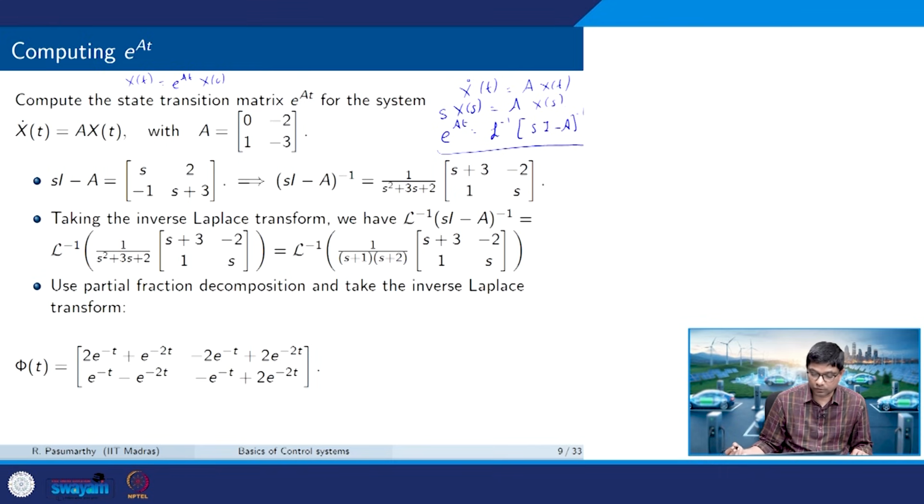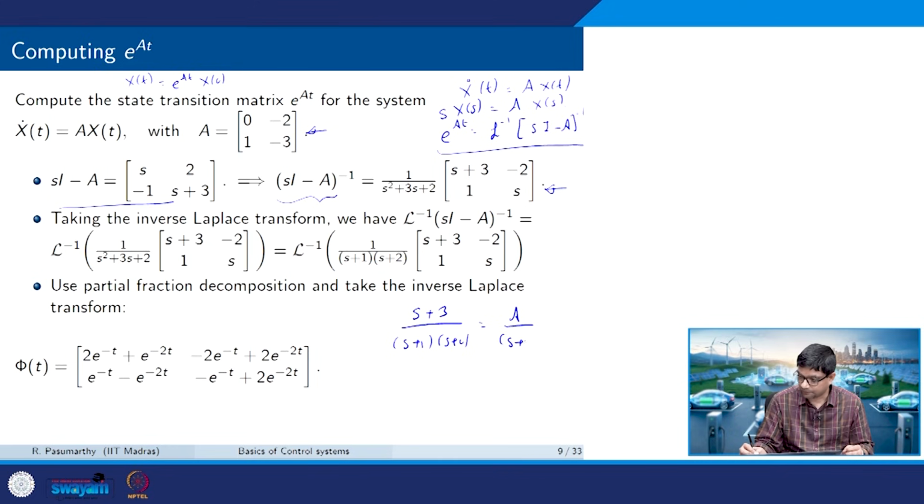Okay, good. So what do I do? I have the matrix A. I compute sI minus A and take the inverse of this, which will look something like this. And now this is in a familiar domain, if I know the inverse Laplace transform. So I just do partial fraction decomposition. I have (s plus 3) by (s plus 1)(s plus 2), which I can write as a sum: A over s plus 1, B over s plus 2.